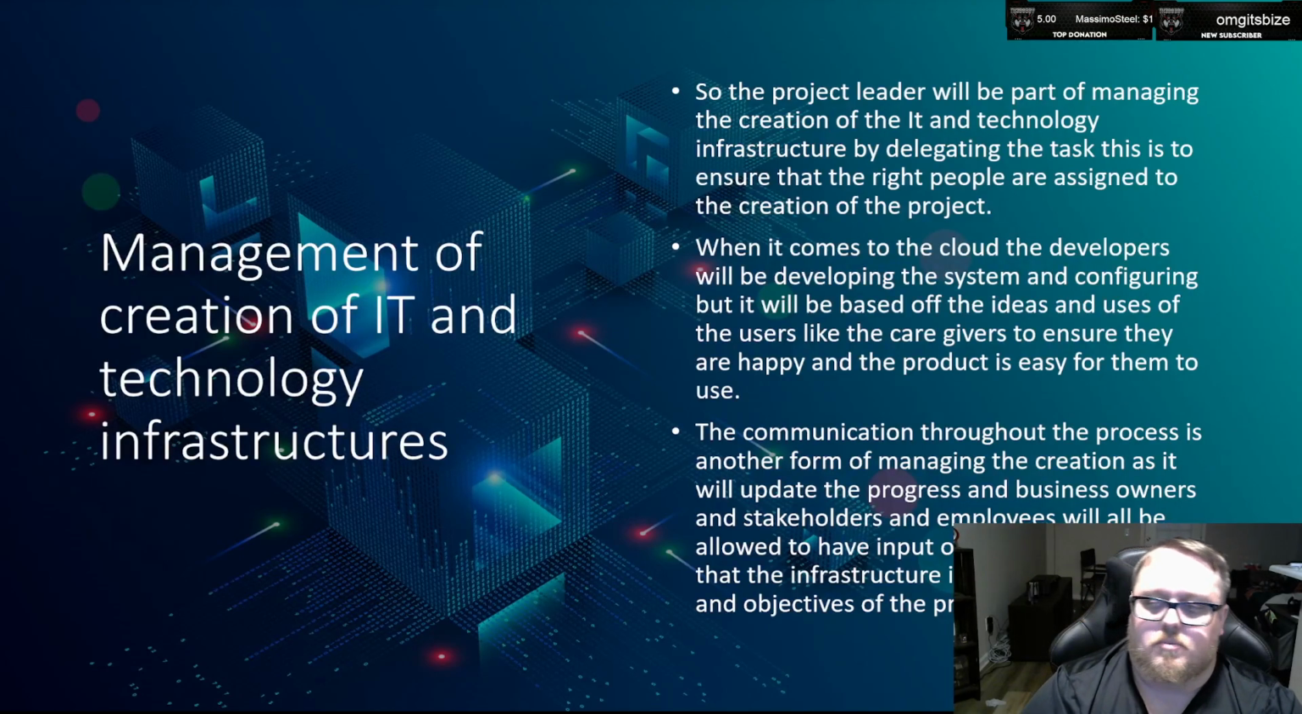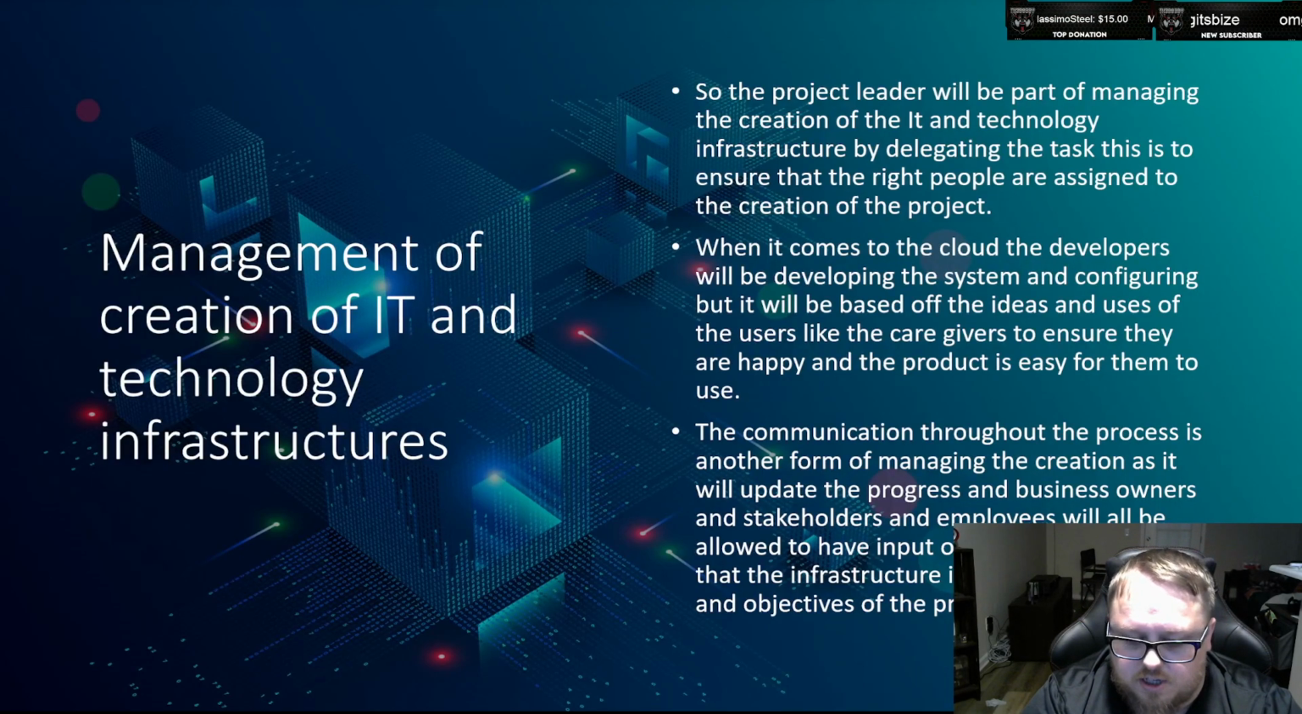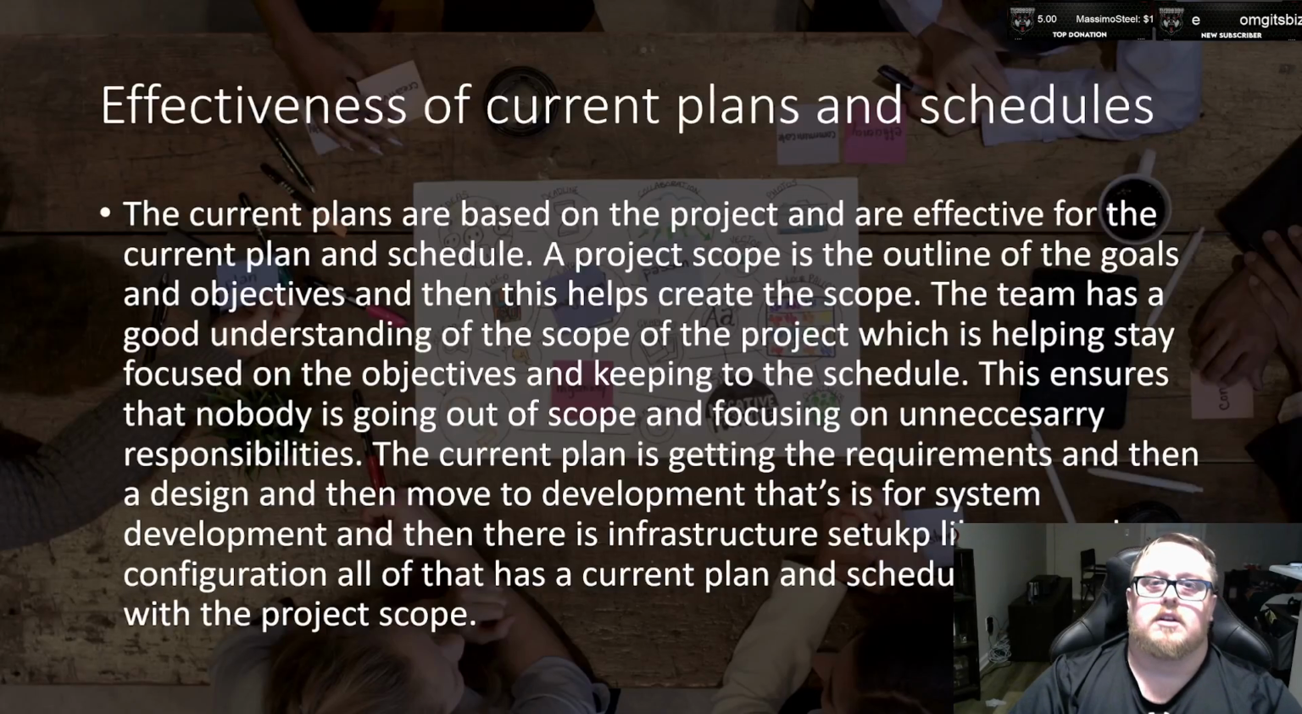The communication throughout the process is another form of managing it. So constantly updating if there are any issues going on, any hardships, and letting the business owners understand that, hey, we are progressing, or if we're not progressing, what's holding it up and what's causing it to stall. This is just to ensure that the goals and objectives of the project are communicated out and to let them know where we're at and how we're progressing towards it.